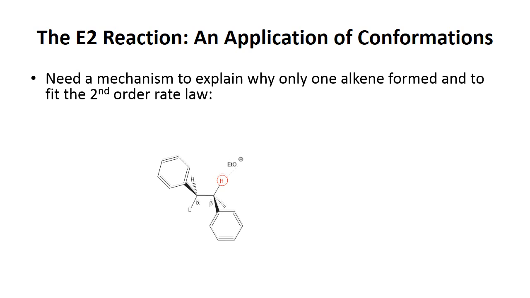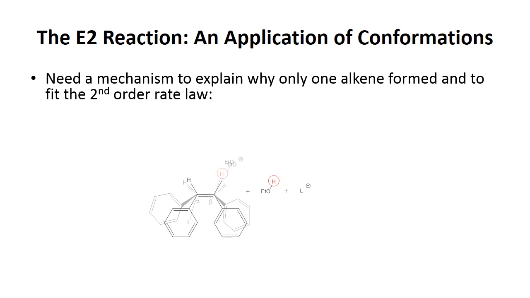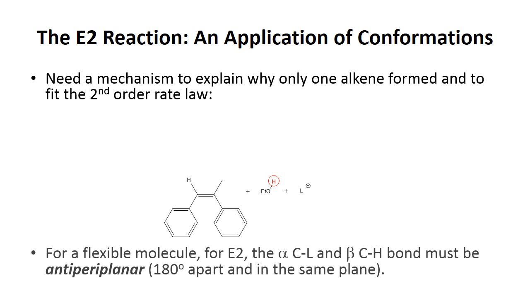The ethoxide pulls off the proton at the same time that the carbon-hydrogen bond breaks. You form a carbon-carbon pi bond, and you displace the leaving group. For a flexible molecule like the one above, for E2, the alpha carbon to leaving group bond and the beta CH bond must be anti-periplanar. That means they must be 180 degrees apart and in the same plane.